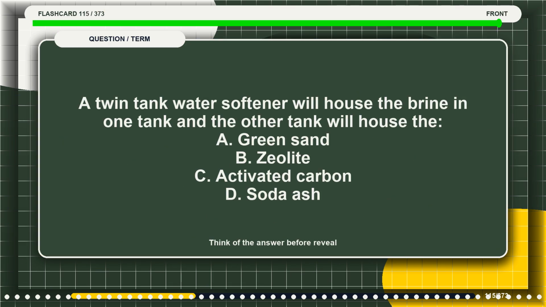Flashcard 115. A twin-tank water softener will house the brine in one tank and the other tank will house the A. green sand. B. zeolite. C. activated carbon. D. soda ash. Think of the answer before the reveal.